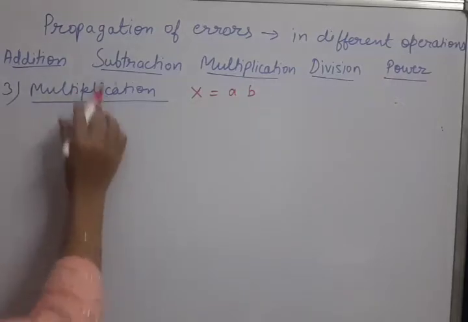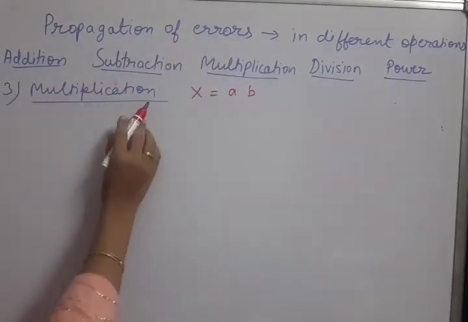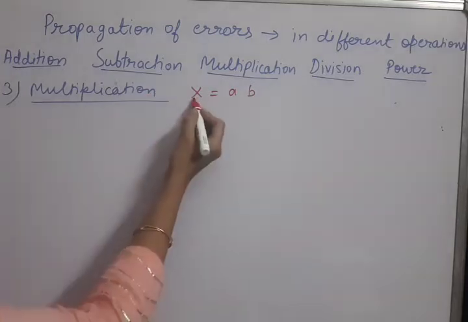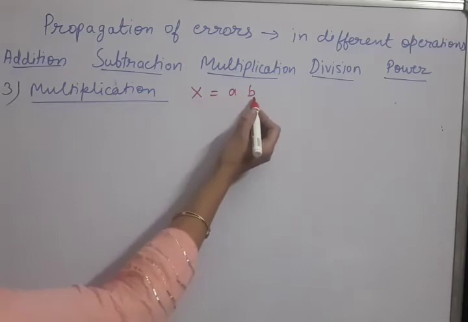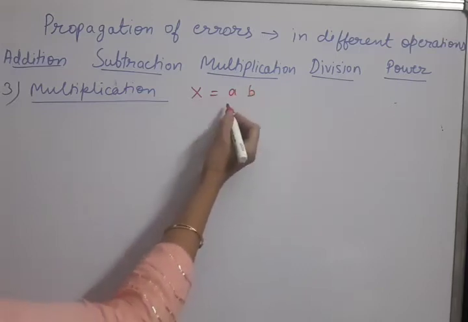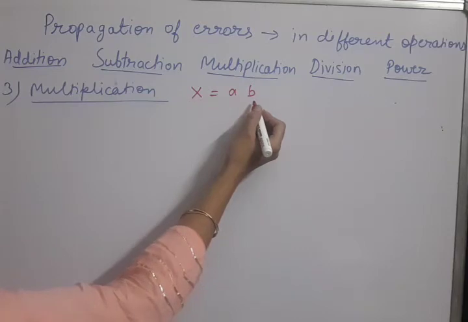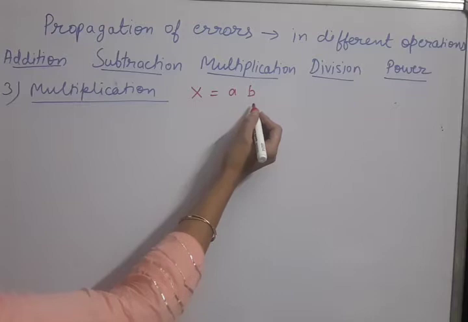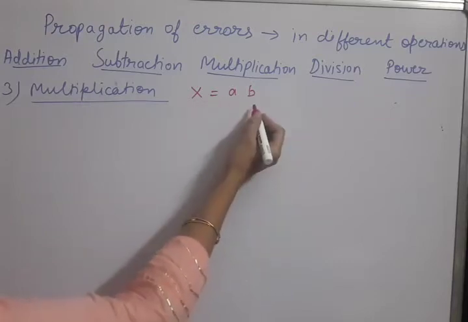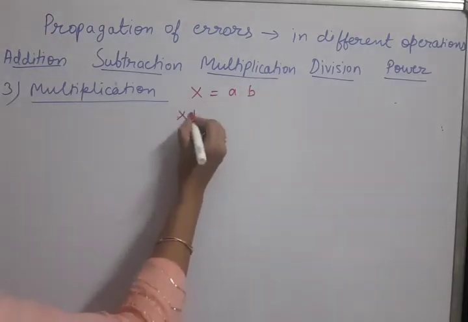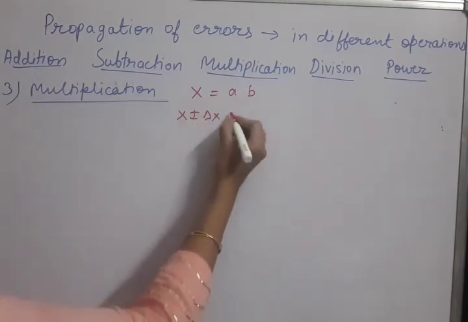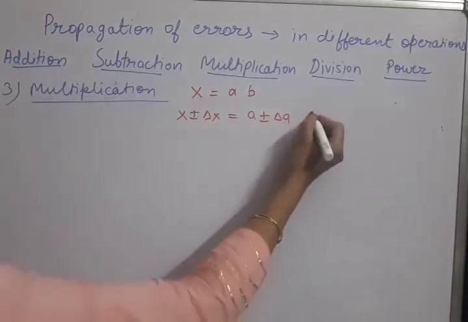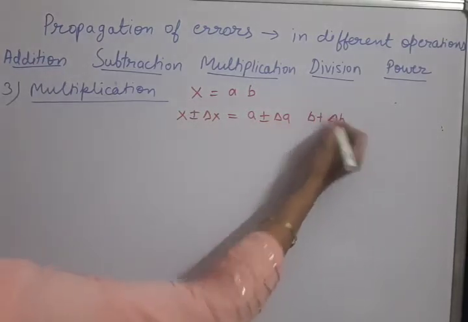Let us now solve the propagation of error for the third operation, multiplication. That means x is a into b. Now, as is the procedure which we have applied for addition and subtraction, we have to replace all the quantities by their error formations. So x will be x plus minus delta x, a will be a plus minus delta a, b will be b plus minus delta b.